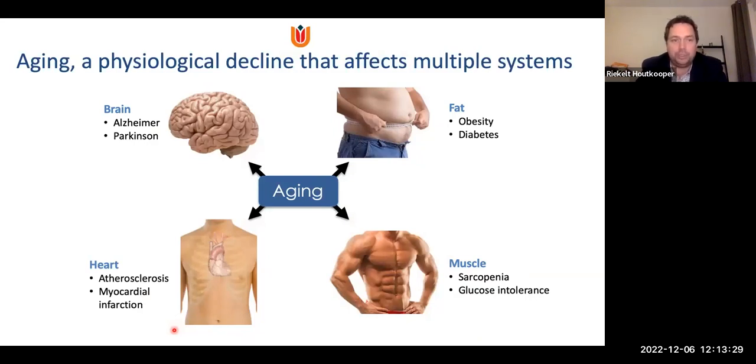But the problem is that we do know that with aging come various diseases that become more prevalent. So this affects diseases of the brain, Alzheimer's, Parkinson's, heart conditions, atherosclerosis, myocardial infarctions that occur more frequently in the older population, and diseases that are associated with, for instance, fat and muscle tissue, like diabetes and obesity. So we do know that aging is a major contributor to these various diseases, and we know that there's pathways that we can act on to reduce the burden of disease.